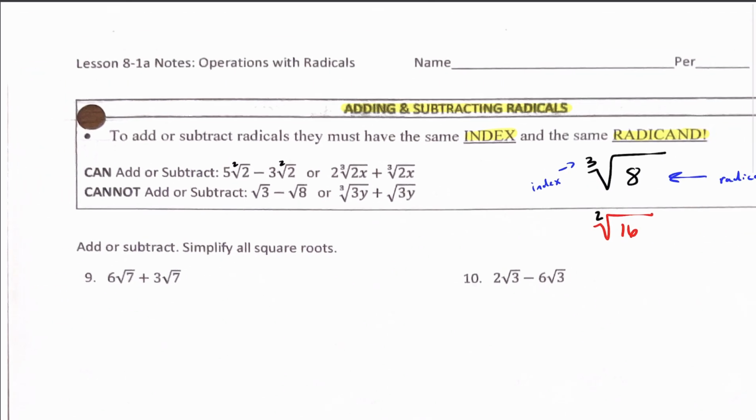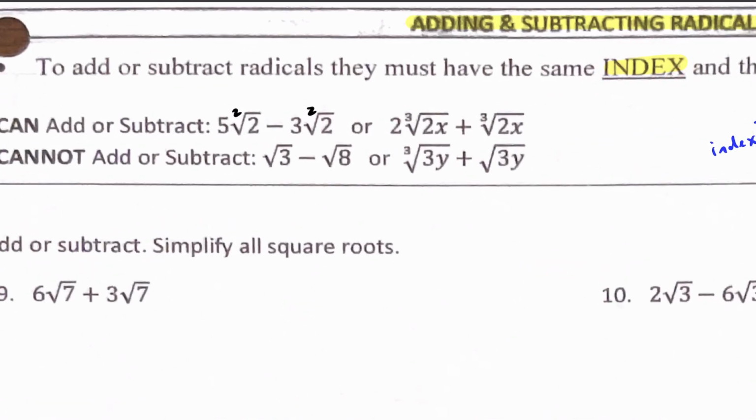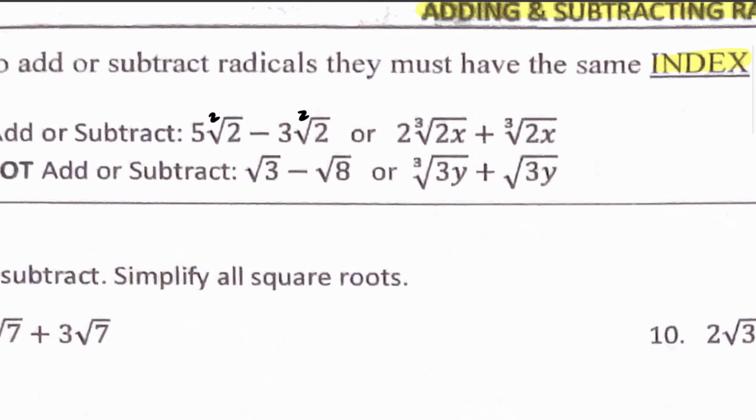So again, to add or subtract radicals, you must have the same index and the same radicand. So here we go, just like combining like terms. Again, the indices are 2 and the radicands are 2 here. So I can go ahead and say 5 root 2 minus 3 root 2. How many root 2s are there? There are 2 root 2s, if that makes sense, right? So 5 minus 3, of course, that's 2. And then you're going to keep the root 2 in your answer.